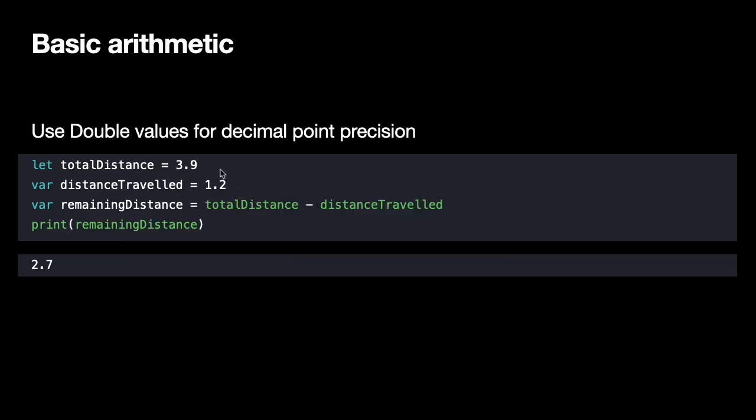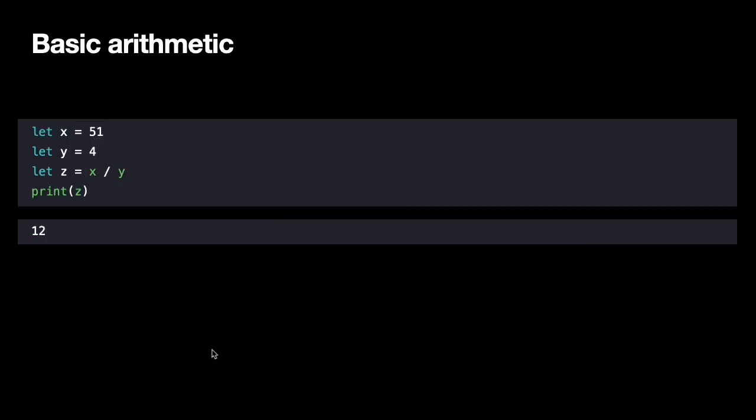We can use the Double type for decimal point precision. So if we want to add 3.9 to 1.2, by default, Swift will infer that they are type Double. Double uses 64 bits to hold the value. There's also a Float type, which only uses 32 bits. So the Double type has far more precision than the Float type, and the Double type is the default in Swift.